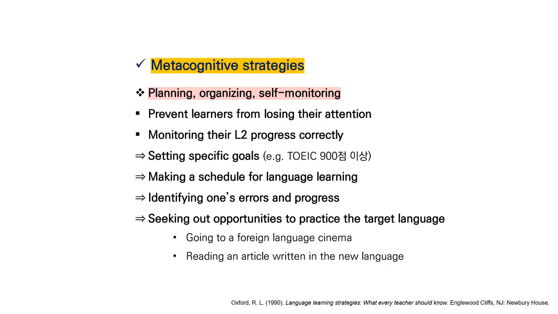The first category of indirect strategies are metacognitive strategies. These strategies involve planning, organizing, and self-monitoring, which can prevent learners from losing their attention and help them monitor their L2 progress correctly. The specific methods of metacognitive strategies include setting specific goals for language learning, making a schedule for language learning, and identifying one's errors and progress. Also, metacognitive strategies include behaviors of seeking out opportunities to practice the target language by going to a foreign language cinema or reading an article written in the new language.